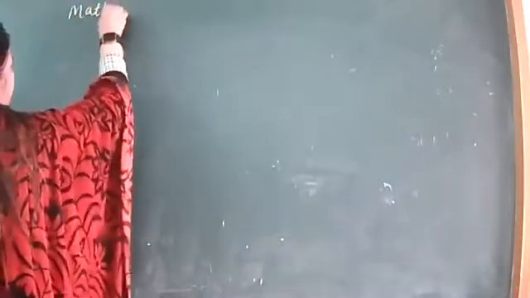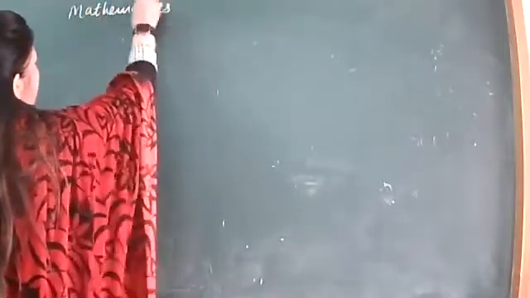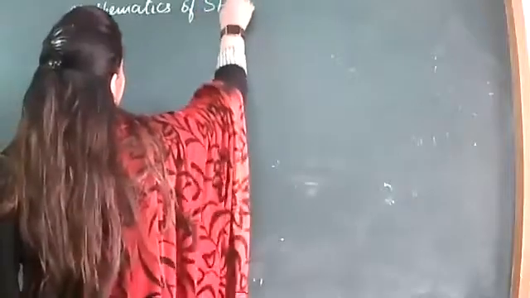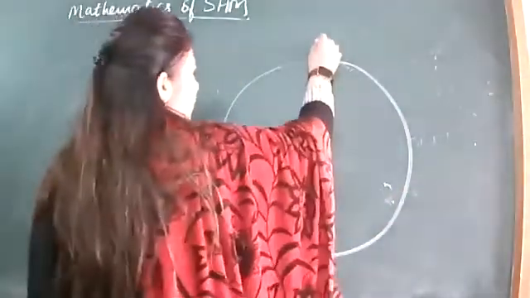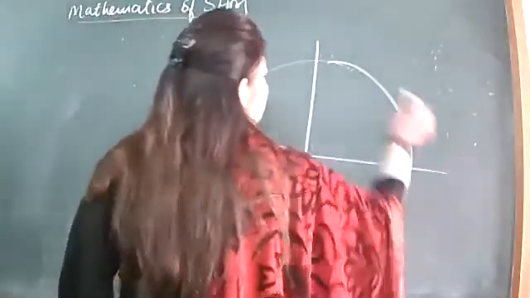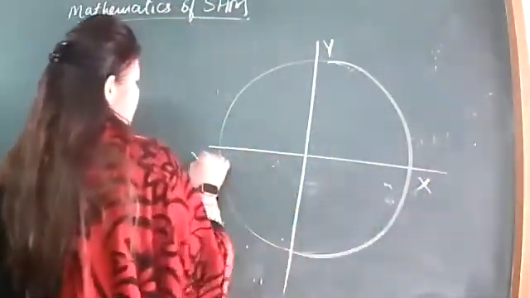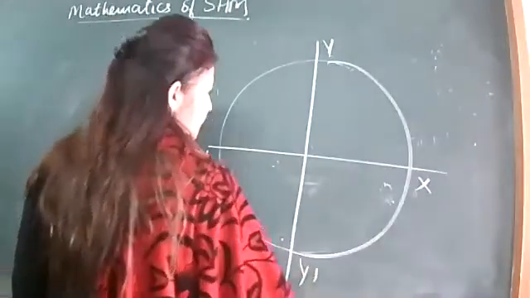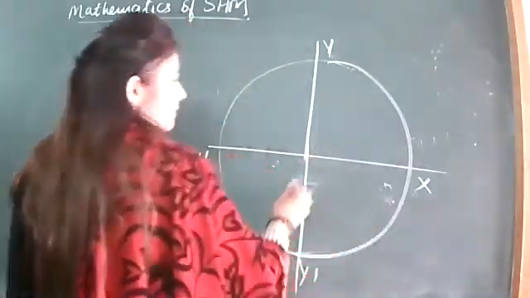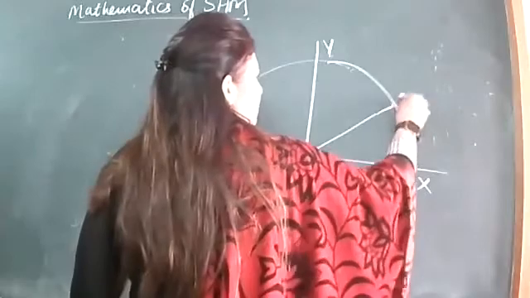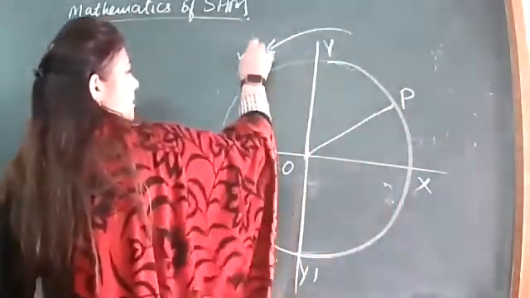So again, I'm going to draw this circle. So the mathematics of SHM we are going to derive. Again, I draw this reference circle. This circle is called reference circle that we were drawing yesterday. X, Y, X dash, Y dash. This is O point, P point, angular speed omega.